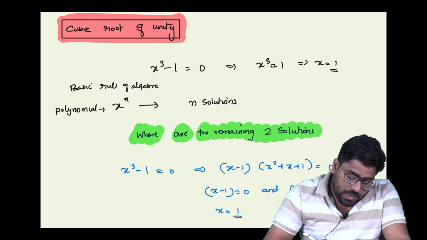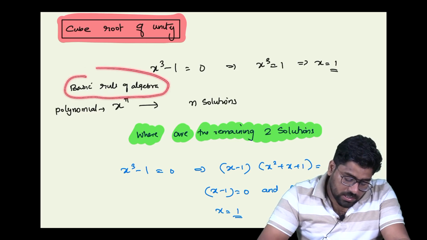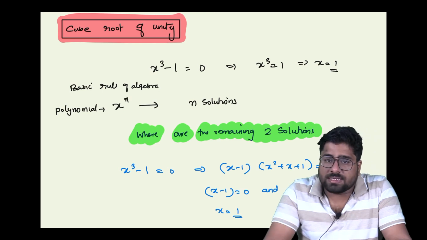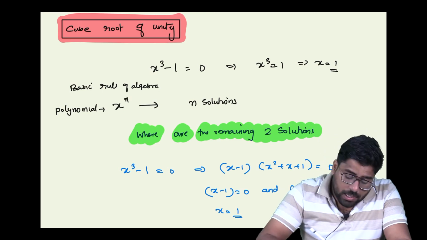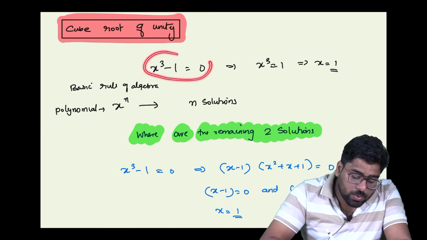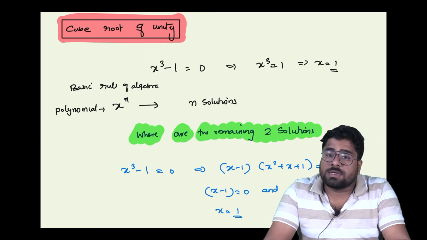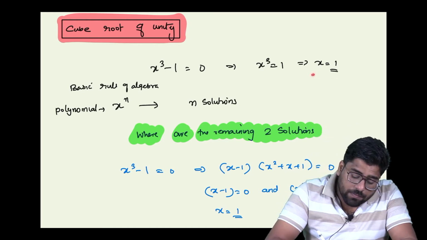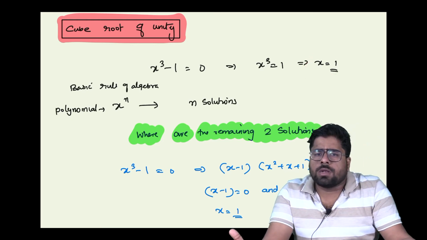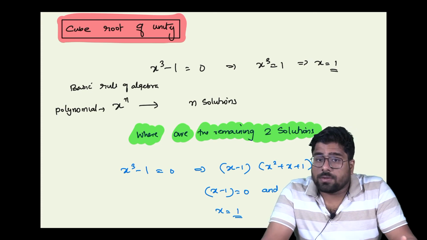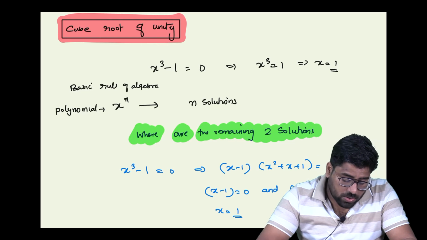They had a basic rule that said that if you have an equation with its exponent equal to n, then it should have n solutions. So when I say x cube minus 1 is equal to 0, how many values of x am I supposed to find? I am supposed to find 3 values of x, and I am ending up with only 1 value. So where are the remaining 2 values? Either I am not able to find the remaining 2 values, or this rule is wrong. So that was the condition.